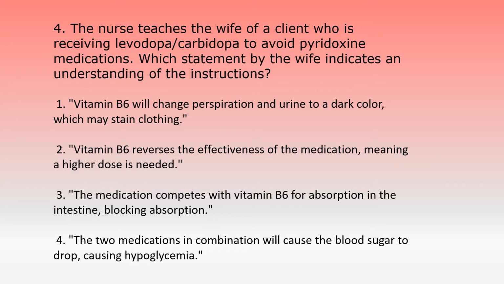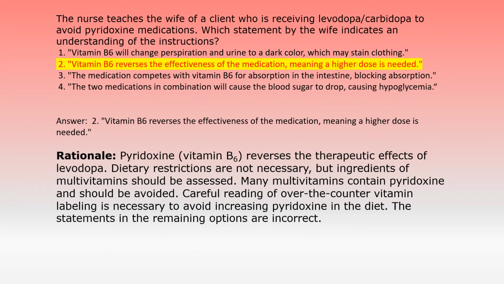3. The medication competes with vitamin B6 for absorption in the intestine, blocking absorption. 4. The two medications in combination will cause the blood sugar to drop, causing hypoglycemia. Answer 2. Vitamin B6 reverses the effectiveness of the medication, meaning a higher dose is needed. Rationale: pyridoxine, vitamin B6, reverses the therapeutic effects of levodopa.